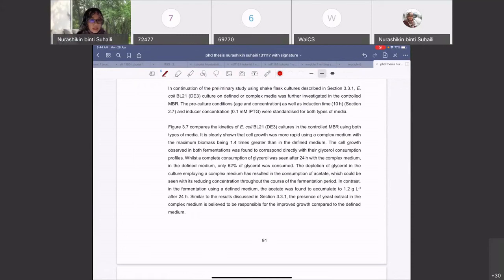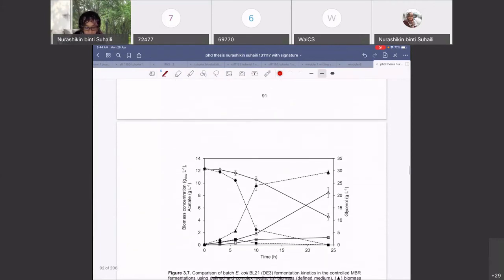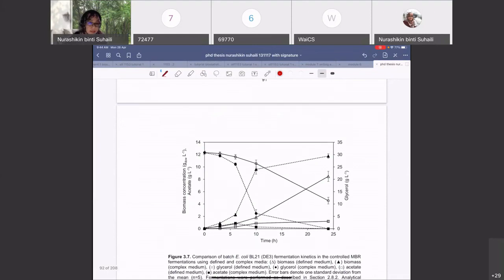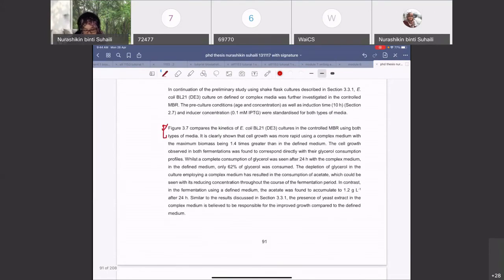You cannot just insert the figures without telling the existence of the figures. That's another thing. So this one here, figure 3.7 compares the kinetics of E. coli in the control and using both types of media. Okay, this sentence is very important in order to let the readers know the existence of this figure. Now, so this is results.